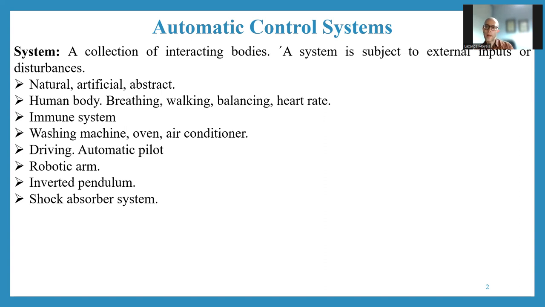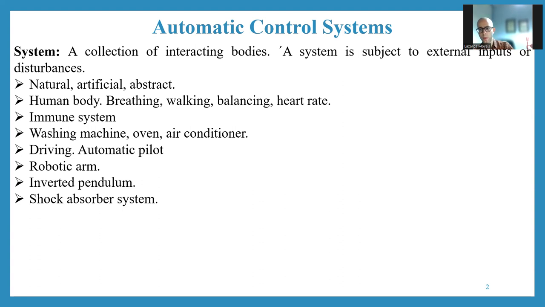Of course, regarding artificial systems, again, many man-made systems are automatic control systems. For example, a washing machine, a coffee maker machine, these are simple control systems. An oven controls the temperature. An air conditioner controls the temperature of the room. So all of these very, very simple systems exist in all of our houses, and they are basically control systems that perform some very, very specific tasks. Okay.